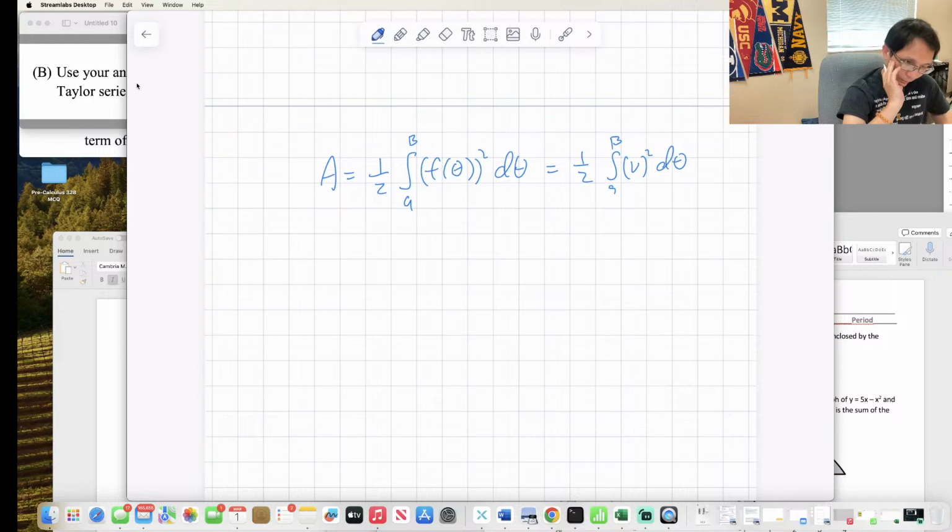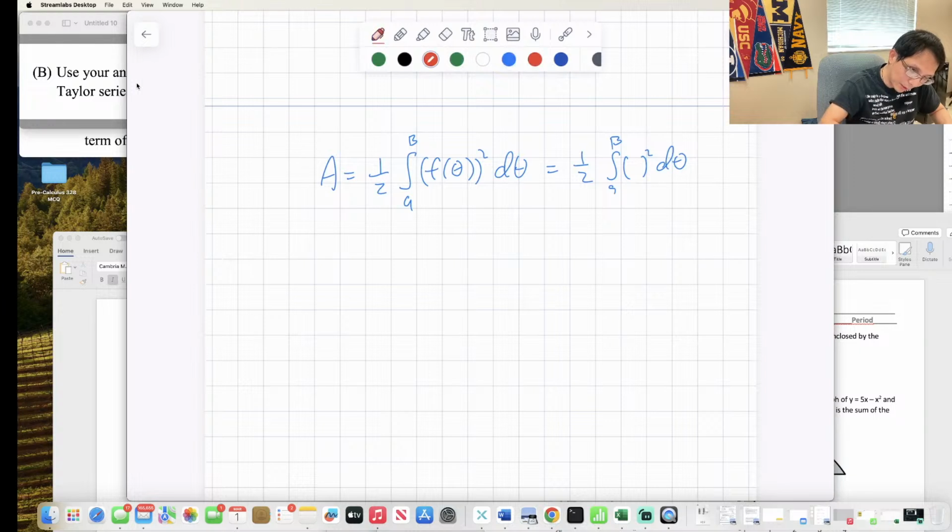Is that a B? Yeah, that's like an R. It's an R? This is r. So then what's a B? B is from one angle to the next angle.